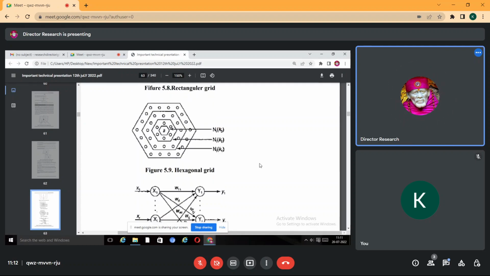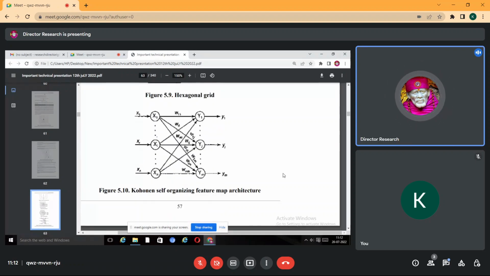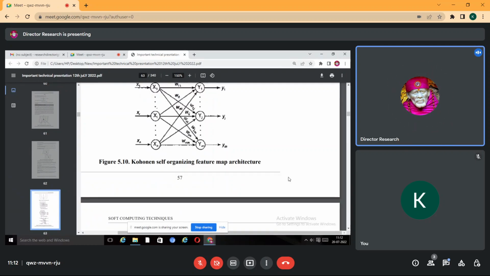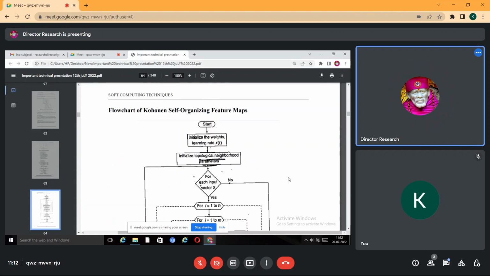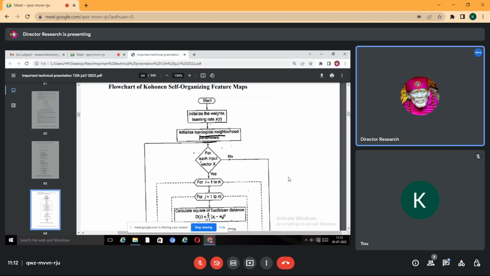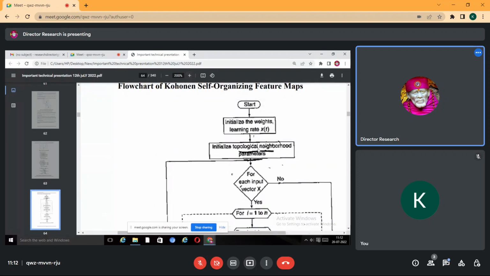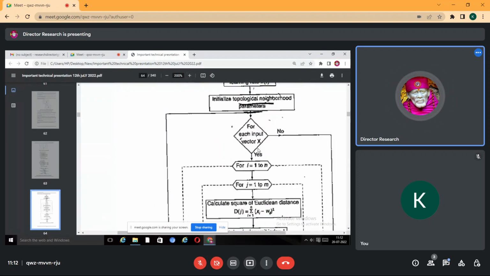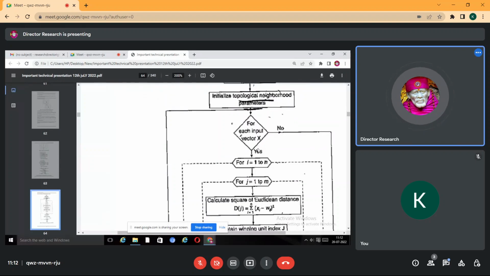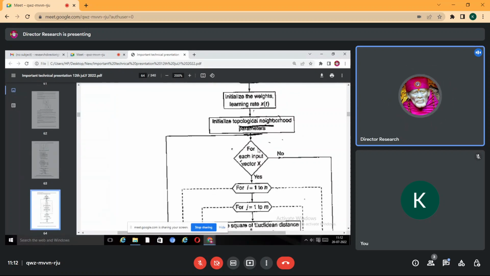Kohonen self-organization feature map architecture, just observe, it is very simple: input, weight vectors and output. Flowchart of Kohonen self-organization feature maps: set and initialize the weights and learning rate. Initialize the topology, for i equal to 1 to n, j equal to 1 to m.